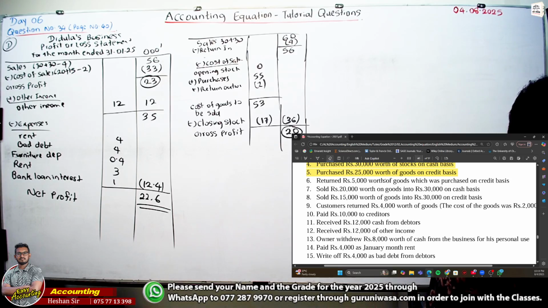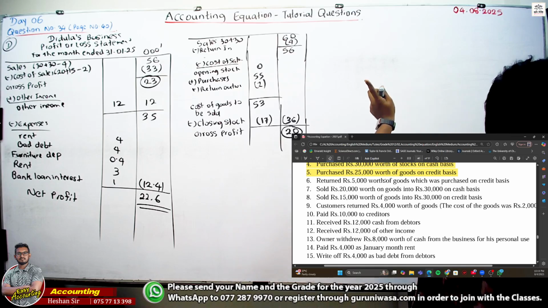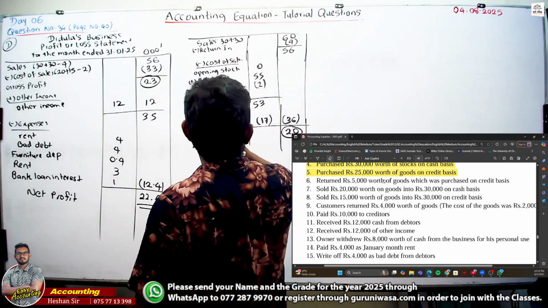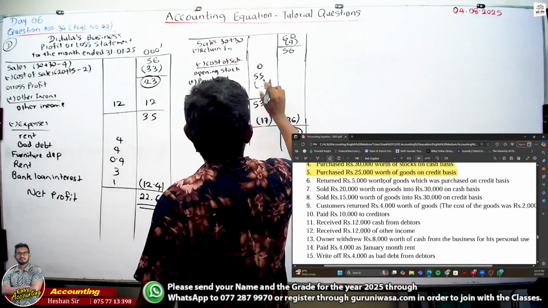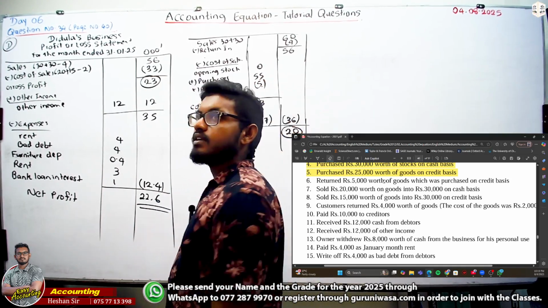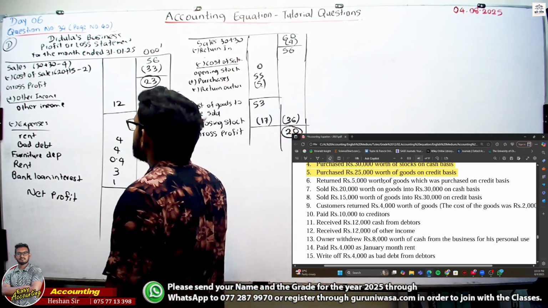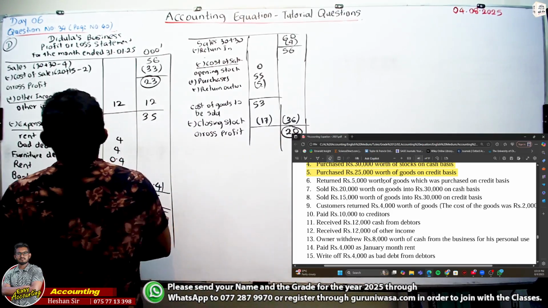Purchase return, so here also ours is wrong, right? Here also it is wrong. Purchase return is 5. So in here purchase return is 5.